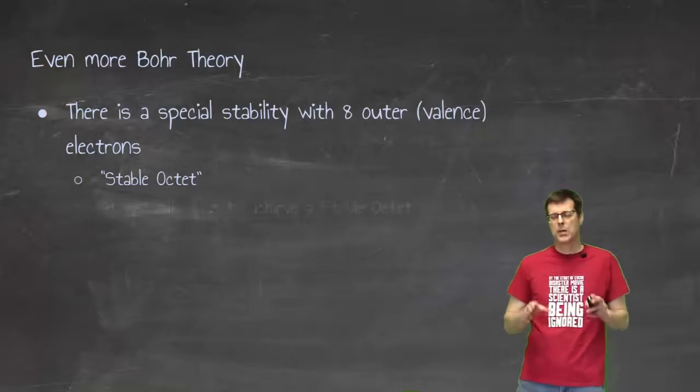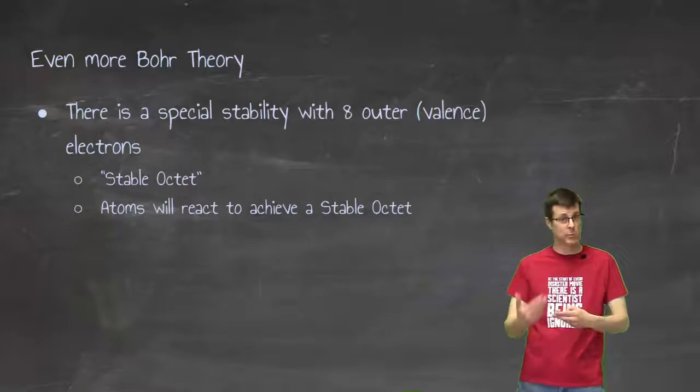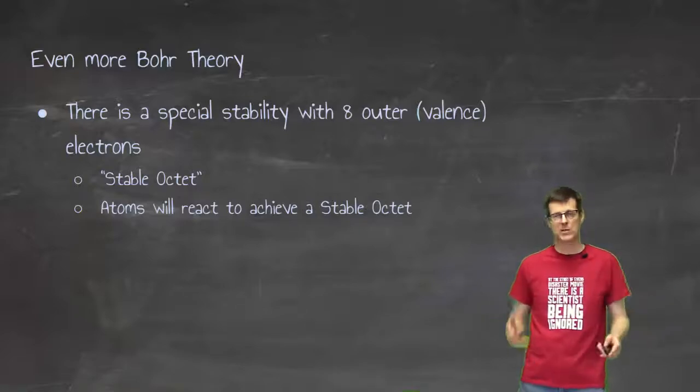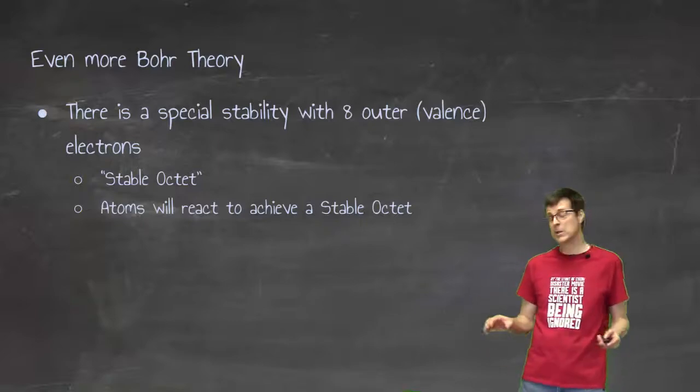Here's the deal. 2 things. Number 1 is that atoms are going to try to get that stable octet. They're going to react to form compounds in an attempt to achieve a stable octet. A couple of ways they can get there. You probably know these from a previous course. We're not really going to get into it now.